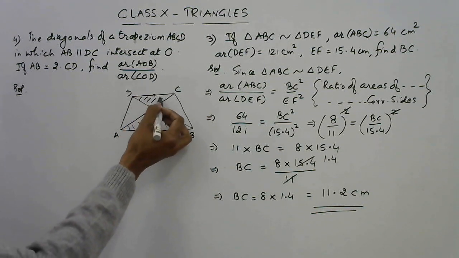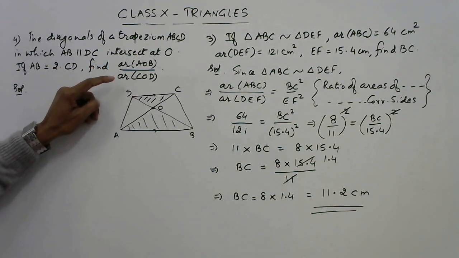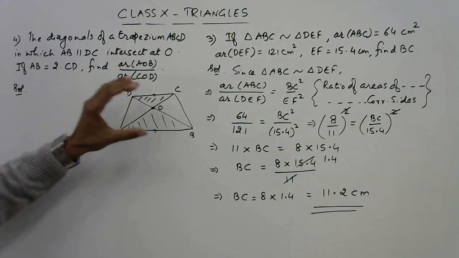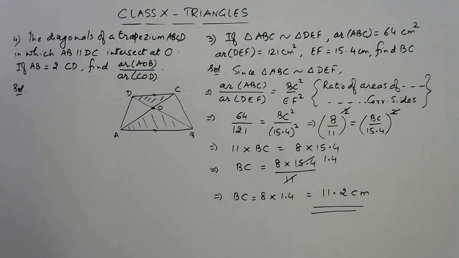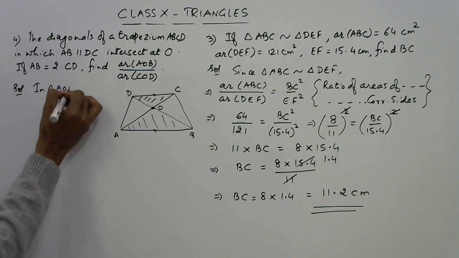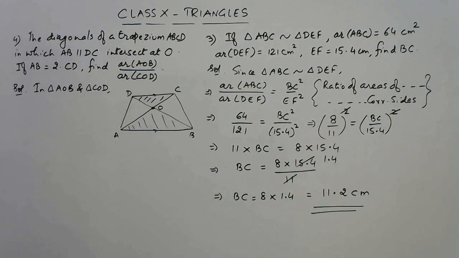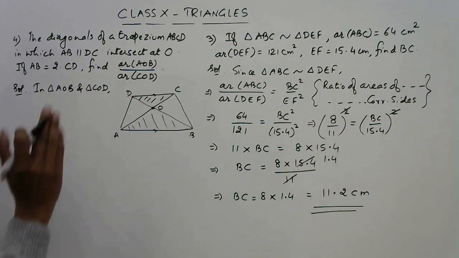these two triangles. So whenever we have to find the ratio of areas of two triangles, first thing is we have to prove them similar. Only then we can apply the theorem which is written here. So how do we prove them similar? So in triangle AOB and triangle COD, these are the two triangles which are under consideration. Now let's try and prove them similar.